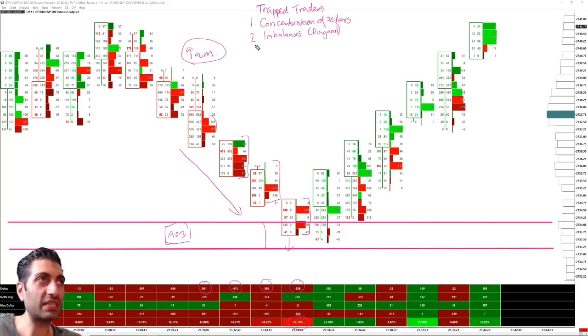And then finally, so we said there's three things, sorry. Concentrations of sellers, which is reflected in the delta, right? You can see the selling coming in, and then nice, huge imbalances. Big, heavy selling coming right into the level, because we know as soon as we get above this, this market's going to pop, because these guys have trapped themselves, okay?